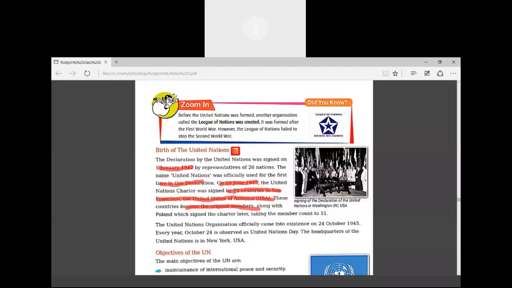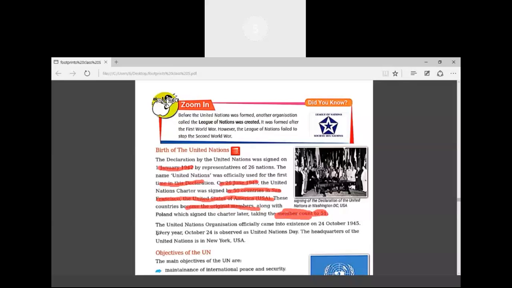Along with Poland, which signed the charter later, the member count became 51. Poland also signed the UN Charter, and it also became an original member of the United Nations. So originally, how many members were there? 51 members were there.